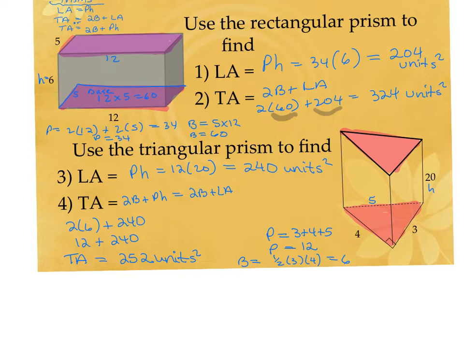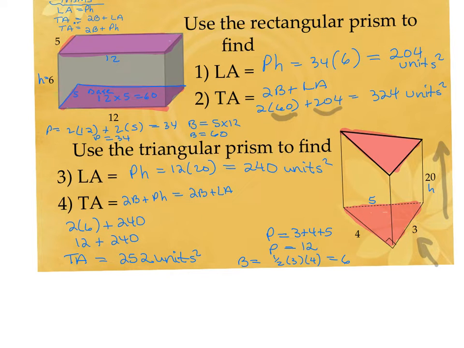If you realize that this was a triple, it's a 3, 4, 5. If not, you would do Pythagorean theorem. So my perimeter is 3 plus 4 plus 5, and that's going to be 12. I'm going to multiply it by the height of my prism, which is 20. So my lateral area is 240 units squared.